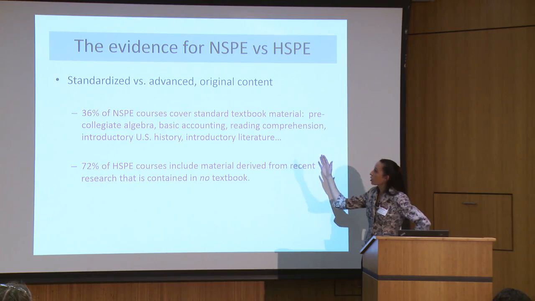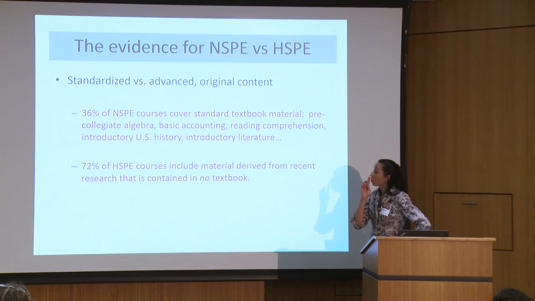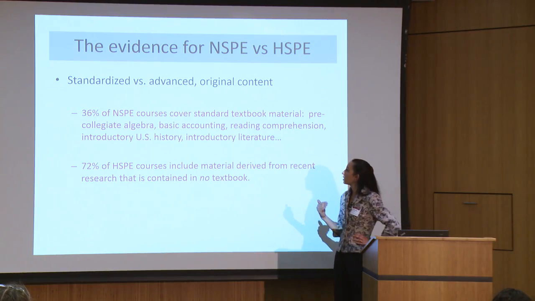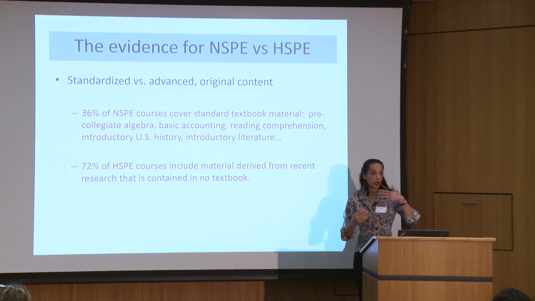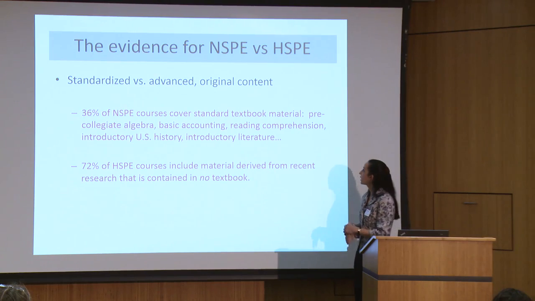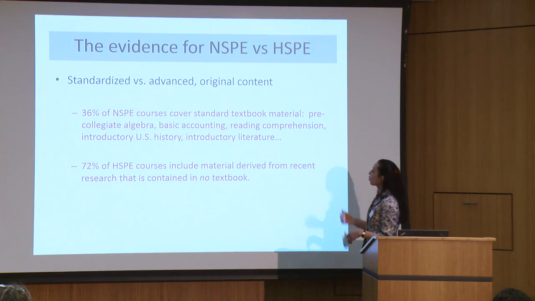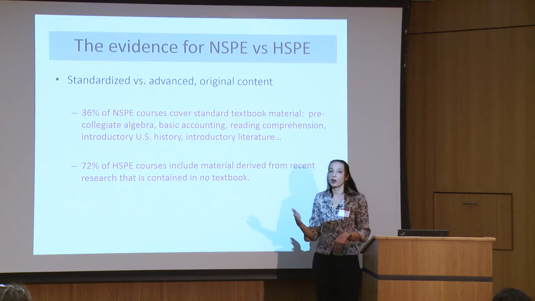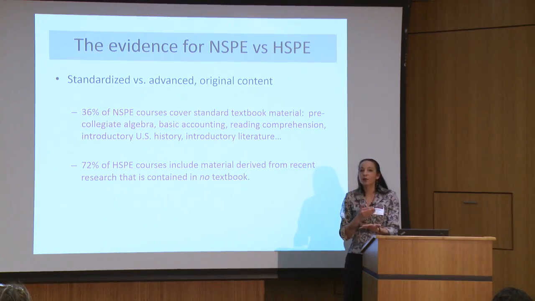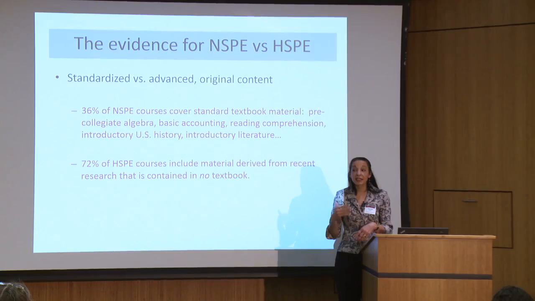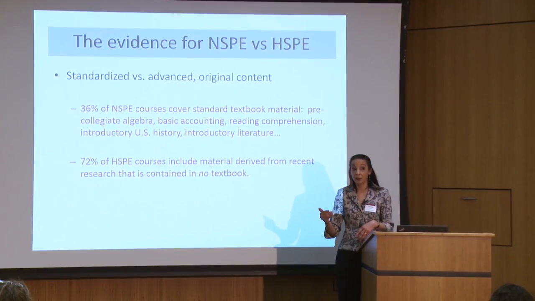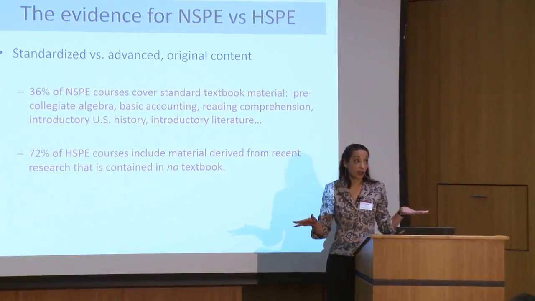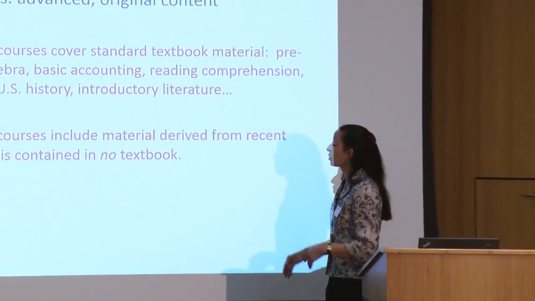All right, so now let's talk about standardized versus advanced or original content. About 36% of non-selective post-secondary education courses cover material that is in a standard textbook, where we could just walk down to any bookstore and find the textbook. So the most common course, as I mentioned, is pre-collegiate algebra, or Algebra 1. It not only is the most common course, it accounts for 6.5% of all post-secondary course taking in the United States, across all post-secondary institutions. That tells you that's a very standardized course.